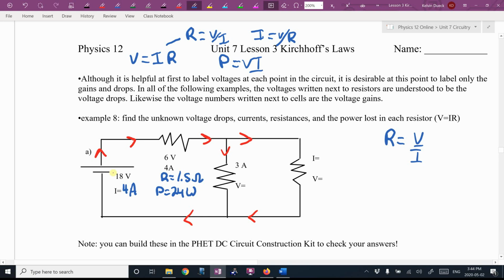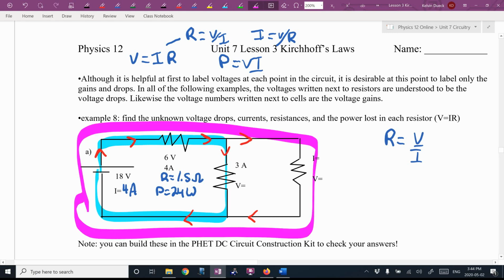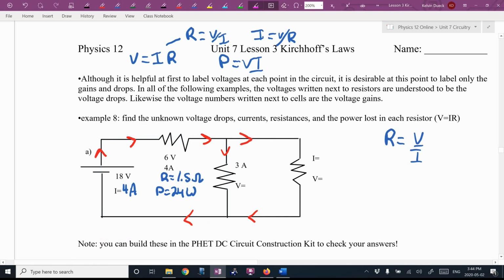Okay. Do I know 2 things here? No. Do I know 2 things here? No. So now we're going to ski. There are 2 ski runs. I can do this one, or I can do this one. So let's do the inner one first, just because. Let's do the current rule first. How many amps? 4 amps. 4 amps. How many amps went this way? 3 amps. How many amps went the other way? 1 amp.